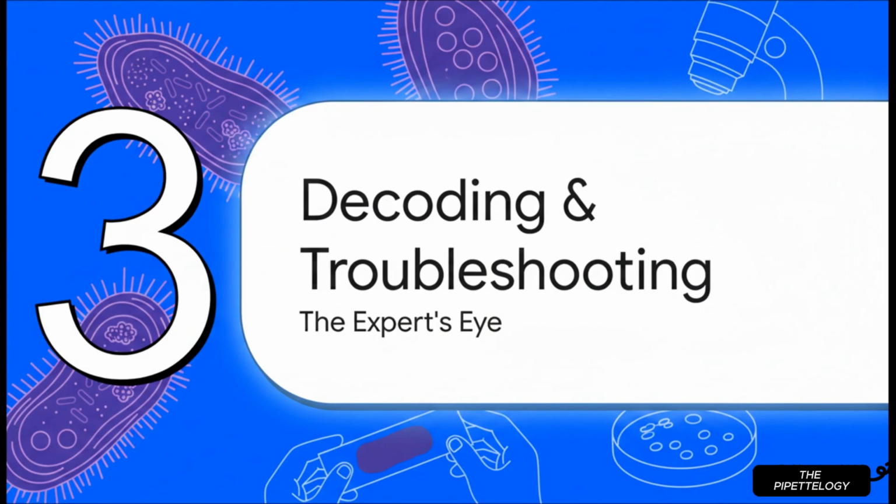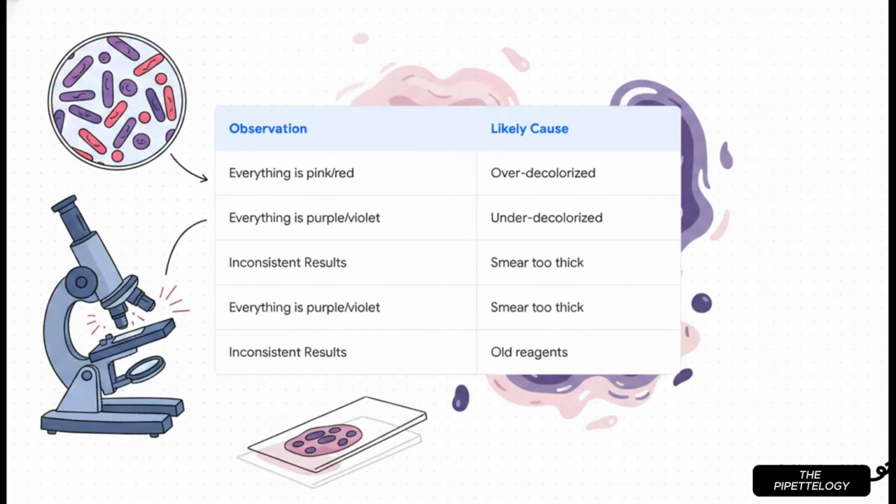Actually doing the stain is really only half the battle. The other half is interpretation. Knowing what you're looking at, and, just as important, how to troubleshoot when things don't look right. So now, let's talk about developing that expert's eye. Think of this as your go-to diagnostic tool. So let's say you look under the scope and everything is pink. Well, the most likely culprit is that you over-decolorized. On the flip side, if it's all still just a sea of deep purple, you probably either didn't decolorize long enough or your smear was way too thick for the reagents to even get in there and do their job.